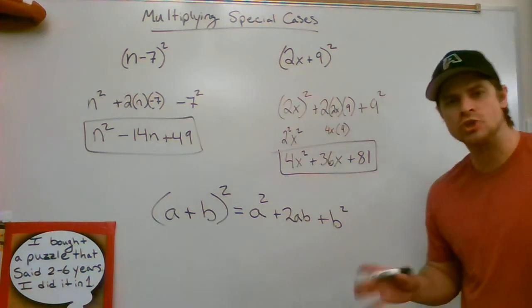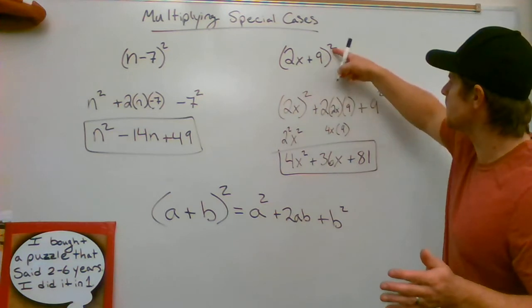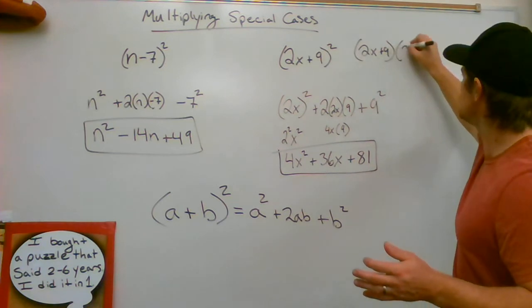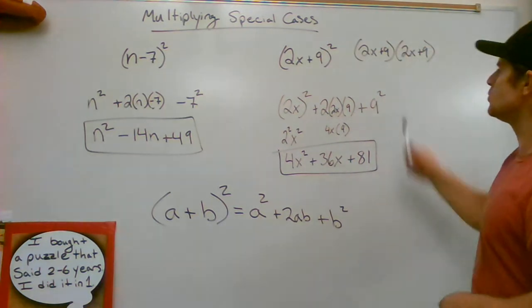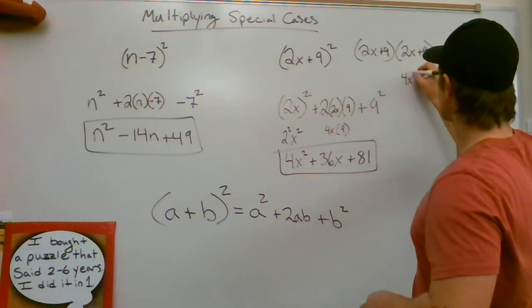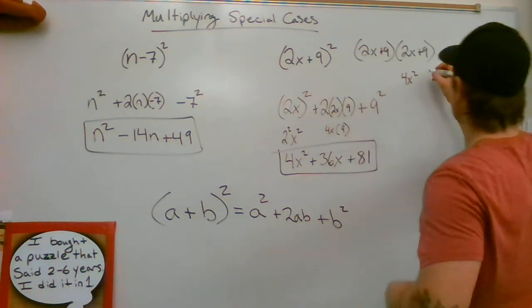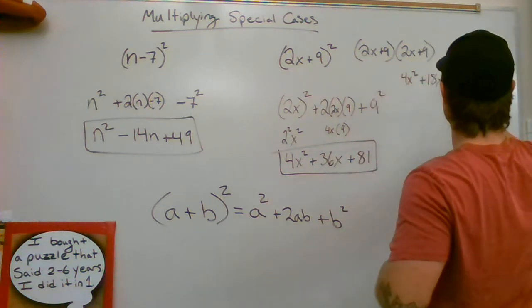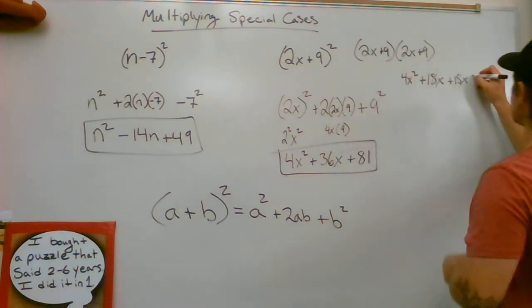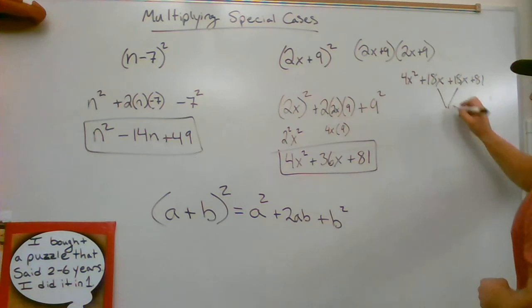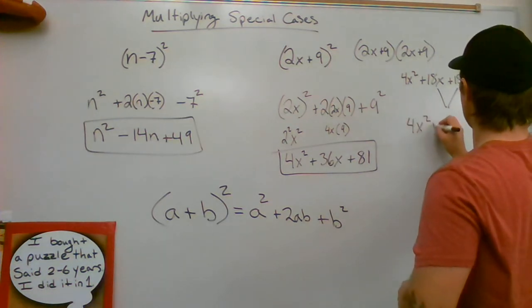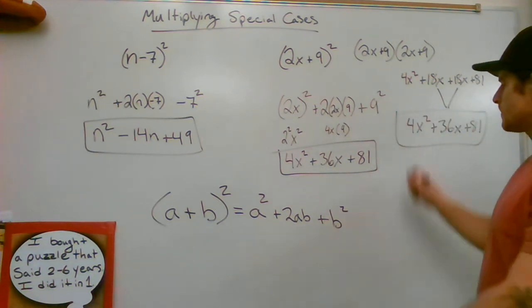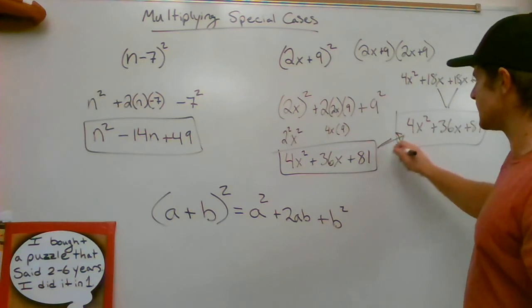Again, could you have gone this route? Hey, Mr. Bielik, if I'm squaring this, doesn't that just mean 2x plus 9 times 2x plus 9? And then you do your first, 4x squared, or outside, 18x, or inside, 18x, and then our last, 81. Combine these, I get 4x squared plus 36x plus 81. Could you have gone that route? Absolutely. Notice we have the same exact result.